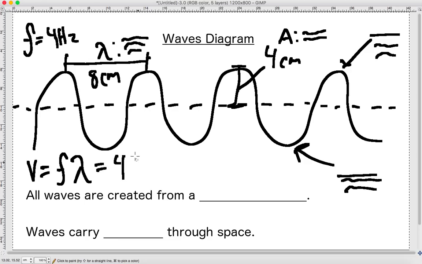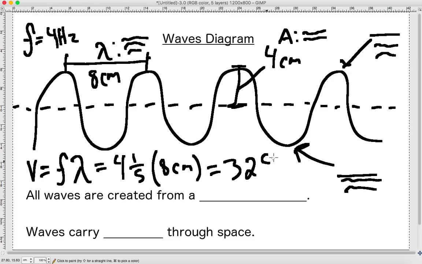4 hertz. Now instead of writing hertz, I'm going to write what a hertz is. It's the inverse of seconds. I'll multiply that by my wavelength of 8 centimeters. Four times 8 is 32. Centimeters times 1 is centimeters, divided by seconds. So this wave would have a speed of 32 centimeters per second.